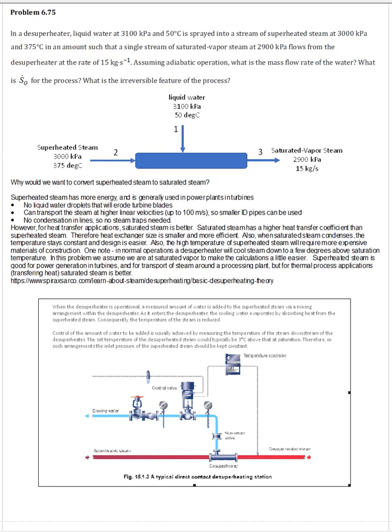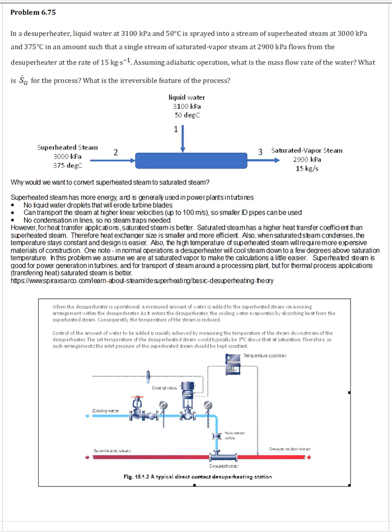This is problem 675, Smith Van Ness 8th edition. Here we have a desuperheater. So it's got liquid water, 3100 kilopascals, 50 degrees C, sprayed into a stream of superheated steam at 3000 kilopascals and 375 degrees C. And it's in an amount such that a single stream of saturated vapor steam at 2900 kilopascals flows out at a rate of 15 kilograms per second.